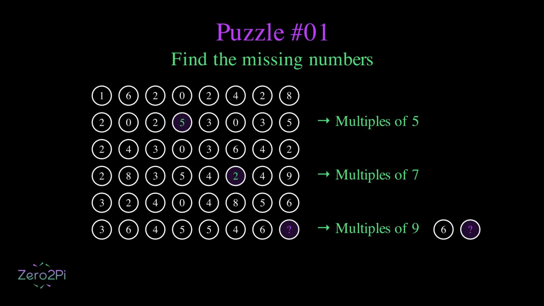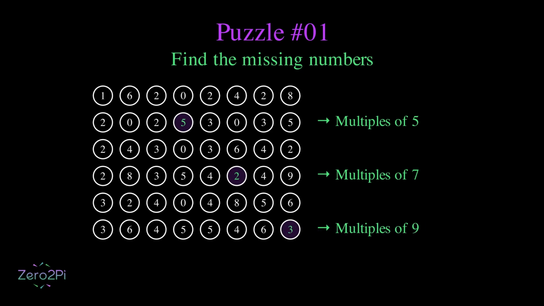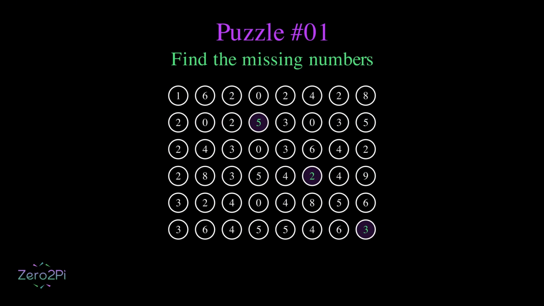For the last missing one, which is in the 6th row, these numbers are all multiples of 9. We have a number that starts with a 6. The only multiple of 9 in the 60s is 63, so the last missing number is 3. That's it, we've solved the puzzle. The missing numbers were 5, 2, and 3.